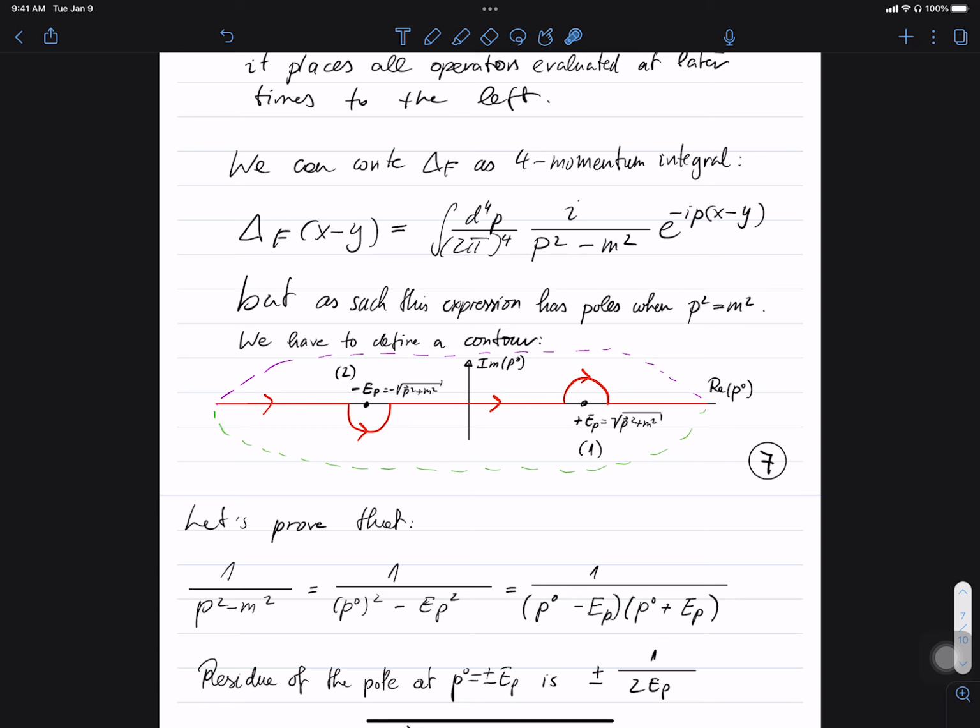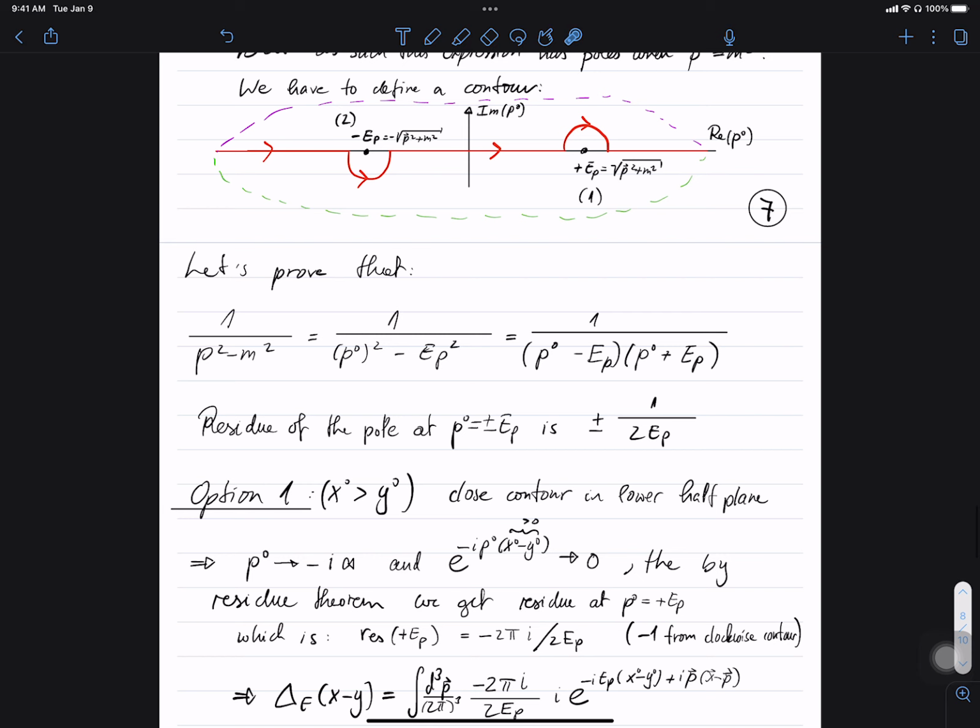p squared is equal to m squared, which is equivalent to e being equal to plus or negative square root of p squared, of spatial momentum p squared plus m squared. So when e is equal to plus square root, we have a pole here, and then we have another pole here. So what we want to do is to take the integration contour along this line, avoiding these poles. This one we will avoid in the lower half plane, and this one we will just jump over in the upper half plane and go like this.